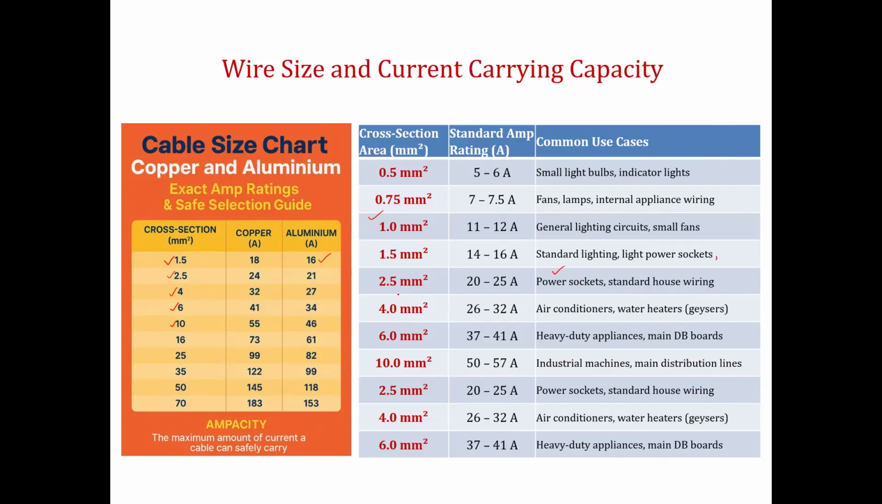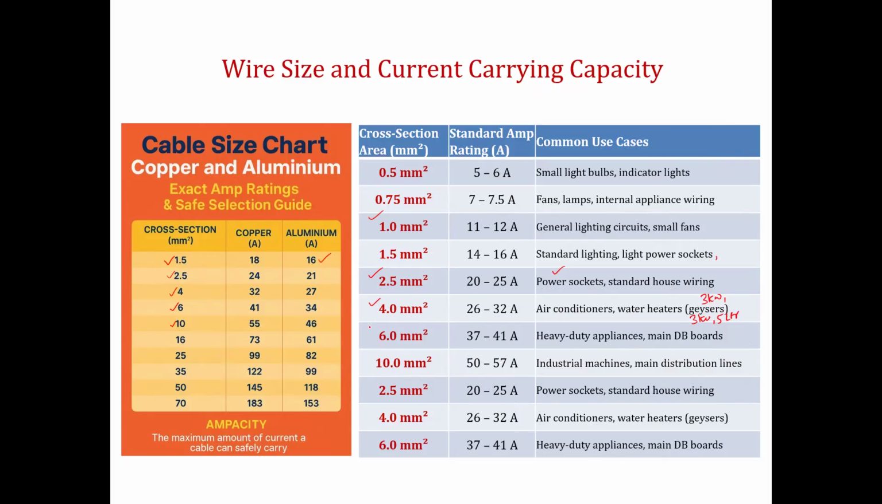So it is recommended to use the 2.5 square mm, whereas 4 square mm is recommended for the air conditioner, water heater, geyser. The geyser is generally 3 kilowatt and 3 liters. It may be a 3 kilowatt, 5 liters capacity. So it is better to use 4 square mm. 6 square mm is used for heavy duty appliances as a main board.